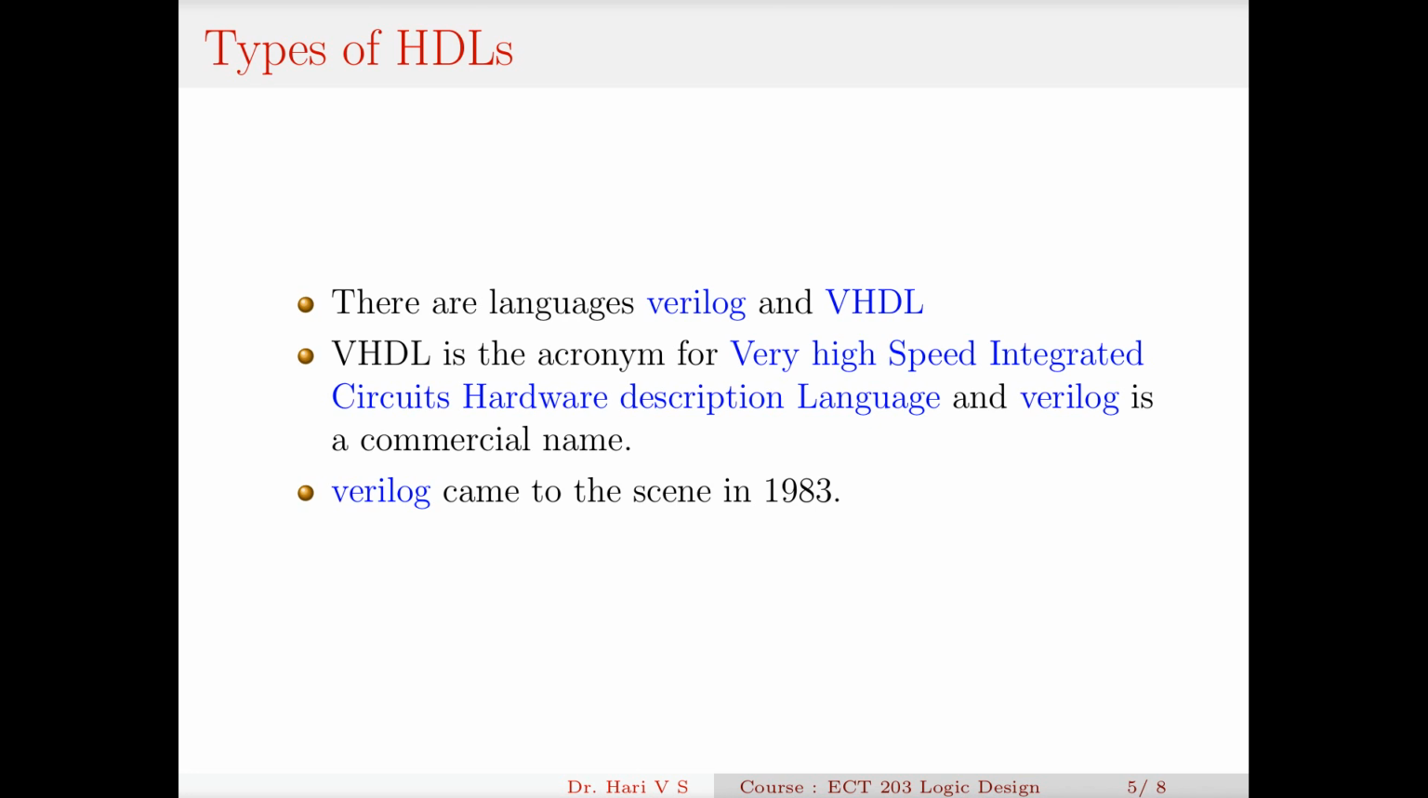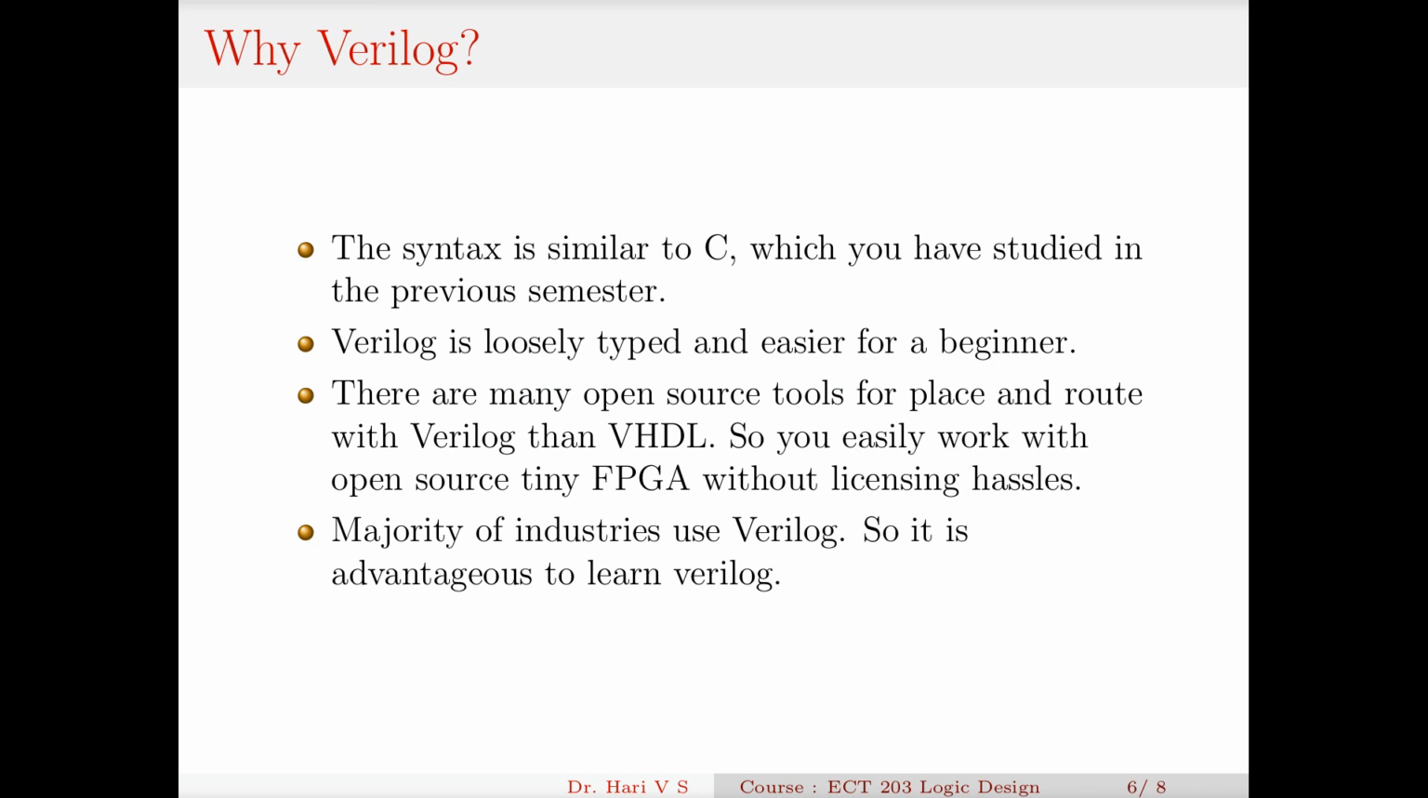When you come to the types of HDL, there are two languages. One is Verilog and the other is VHDL. VHDL is an acronym for Very High Speed Integrated Circuit Hardware Description Language, and Verilog is a commercial name. Verilog came to the scene in 1983. There are four reasons why we put Verilog in the syllabus rather than VHDL. The first reason is the syntax is very similar to C, which you studied in the previous semester. Even though C is a programming language and Verilog is a hardware description language, the syntax is somewhat similar, so it will be easier for a beginner student. The second reason is that it's a loosely typed language and it is easier for a beginner because type mismatches are very few in Verilog, and it is less frustrating.